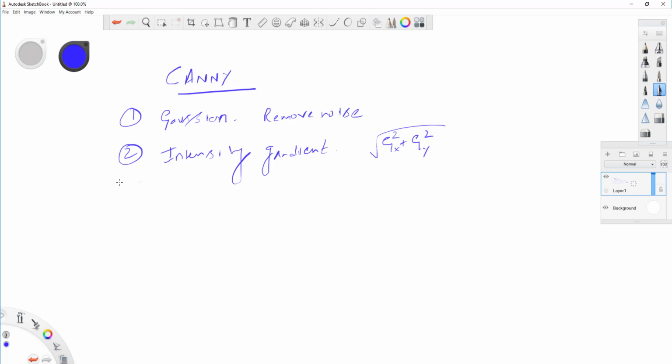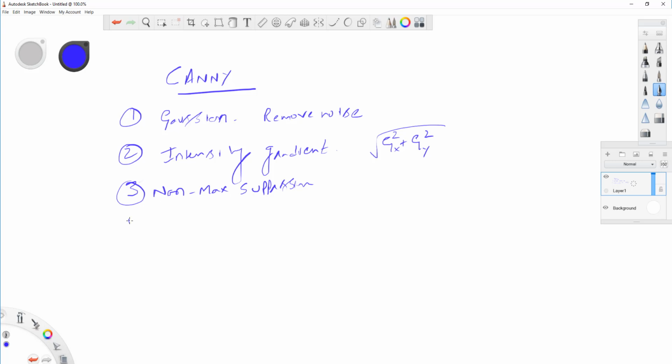Step number three is what they call non-maximum suppression. Again, not going into detail, what this basically does is think of it as an edge thinning technique. It's basically applied to find the largest edge.